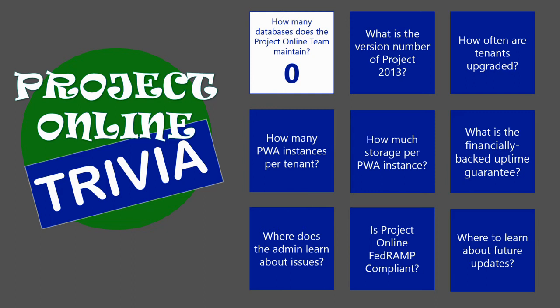We went from 4-to-1 databases to 0 databases because now we're just part of the content database. And the great thing is, with Project Online, we no longer worry about databases in our service.